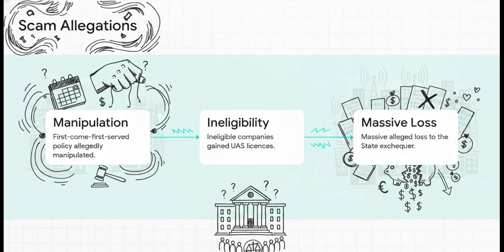They alleged that ineligible companies, like those under the Unitech and Swan Telecom umbrellas, gained these incredibly lucrative telecom licenses. And key corporate figures, including Sanjay Chandra of Unitech and Vinod Goenka of Swan Telecom, were accused of entering into criminal conspiracies with public servants. The result? A massive alleged financial loss to the state exchequer.